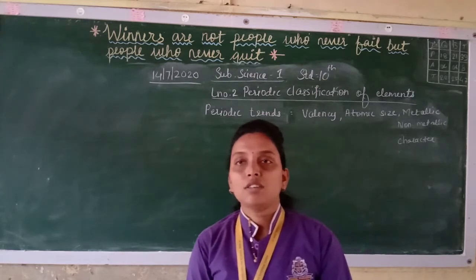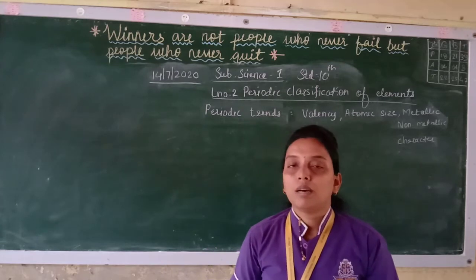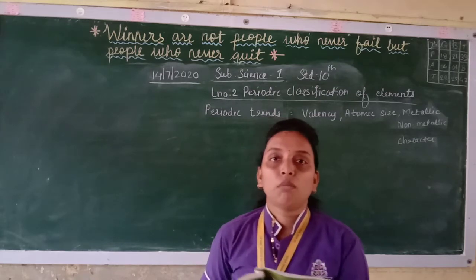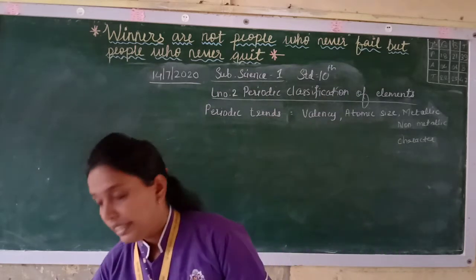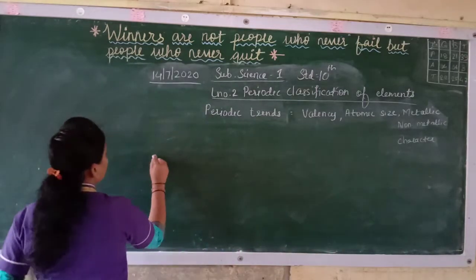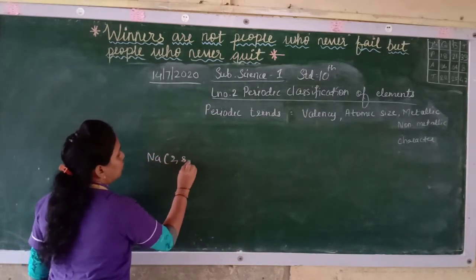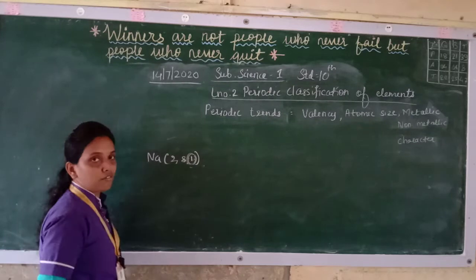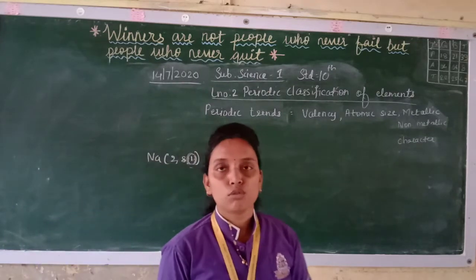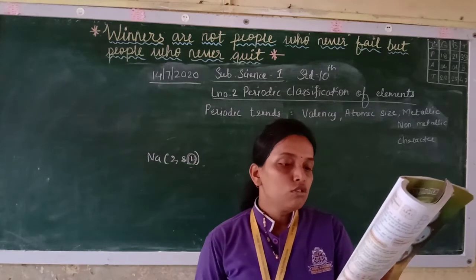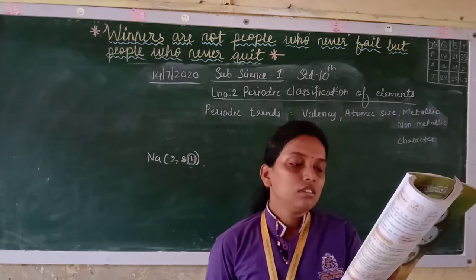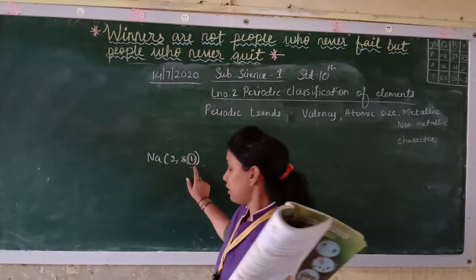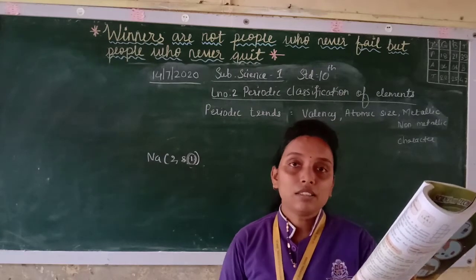Now valency, in previous standards you must have known what is valency, that is the ability of the element to combine. The valency of an element is determined by the number of valence electrons present in it. For example, sodium is 2, 8, 1. So this last shell, what electrons are present? This is the valence shell and the electron is the valence electron. So sodium is having one valence electron. So the valency of an element is determined by the number of electrons present in the outermost shell of its atom. That is the outermost shell, and those are the valence electrons.